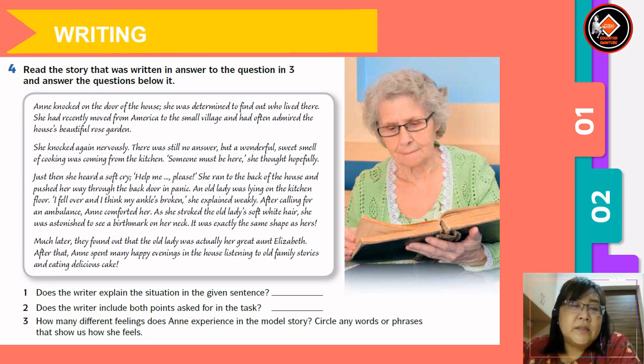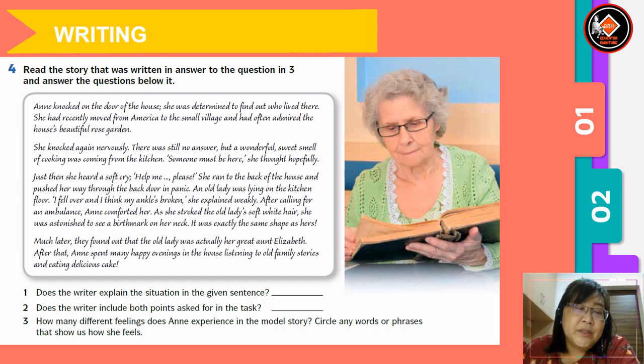"I fell over and I think my ankle's broken," she explained weakly. After calling for an ambulance, Anne comforted her. As she stroked the old lady's soft white hair, she was astonished to see a birthmark on her neck. It was exactly the same shape as hers. Much later, they found out that the old lady was actually her great-aunt Elizabeth. After that, Anne spent many happy evenings in the house listening to old family stories and eating delicious cake.